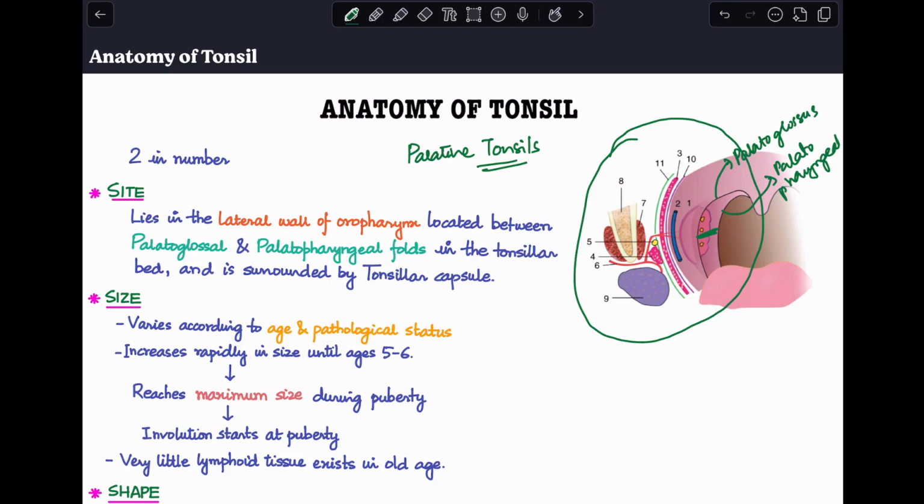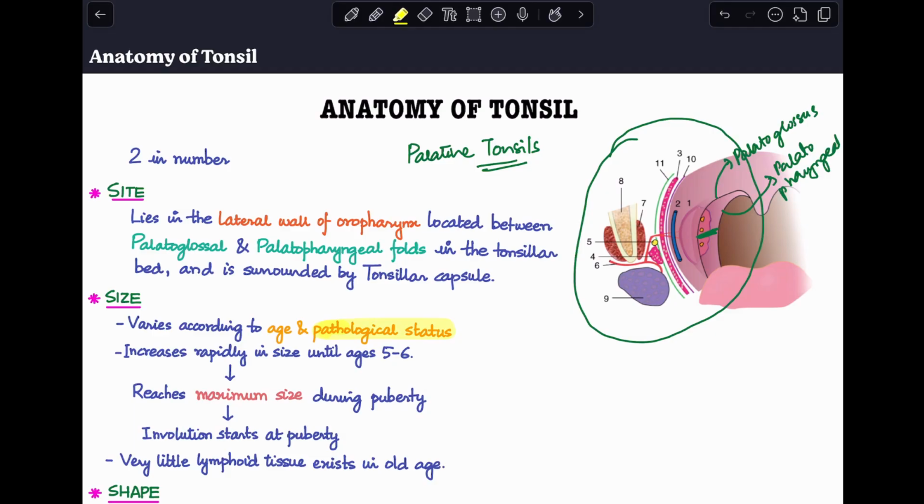Now let's talk about the size of the tonsil. So the size does not remain constant as we keep aging. It is actually very variable and it keeps changing depending on the age of the person as well as the pathological status of the person.